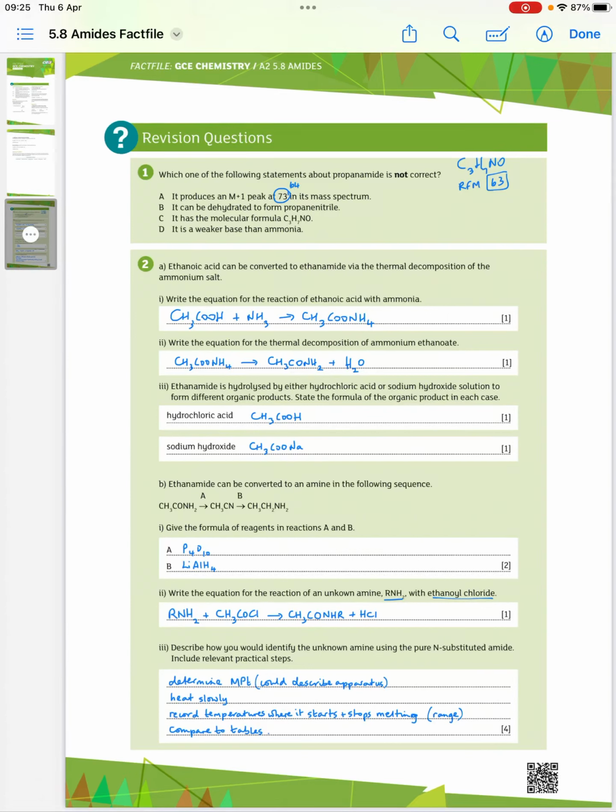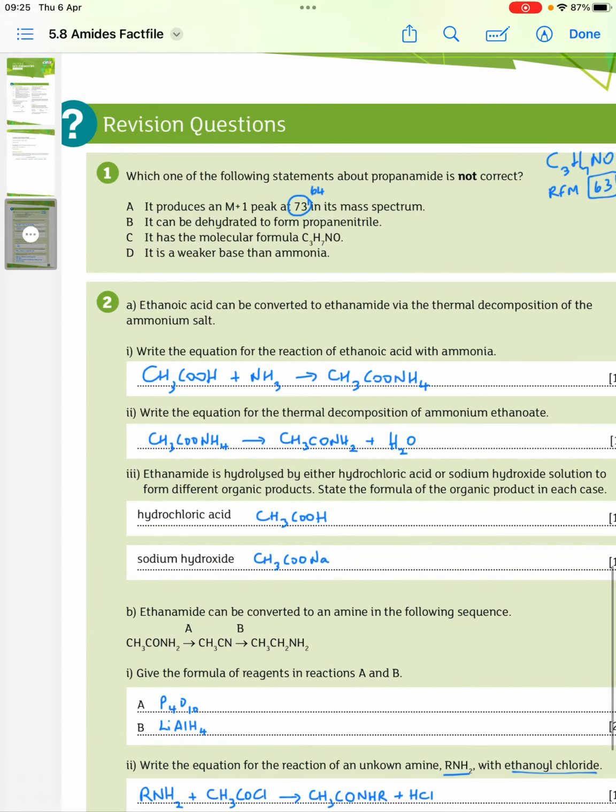So these are the answers for the CA fact file for A2 chemistry for 5.8, which is amides. And this is going to be the shortest one ever because it's just one page. So which one of the following statements about propanamide is not correct?